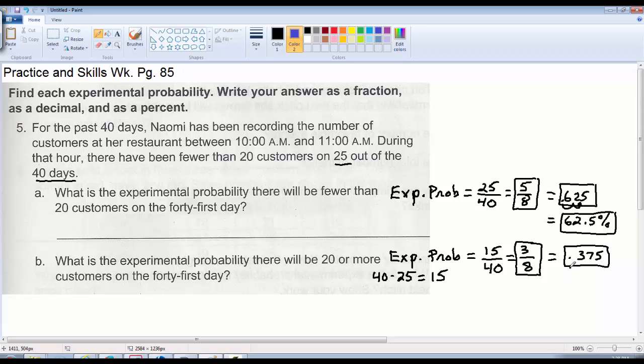And then again, just like we did in the last one, let's move it 2 places back. And what that'll do is that'll get us 37.5% for that last answer. Okay, and then there's your experimental probability for this problem.